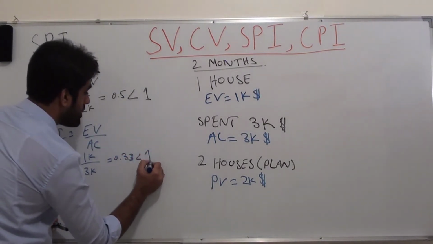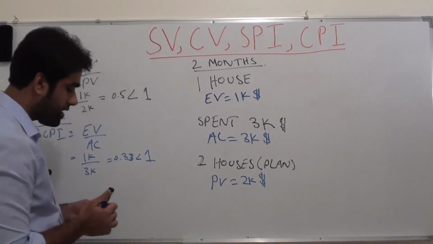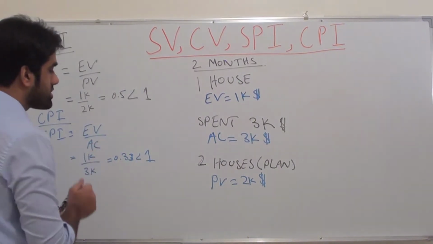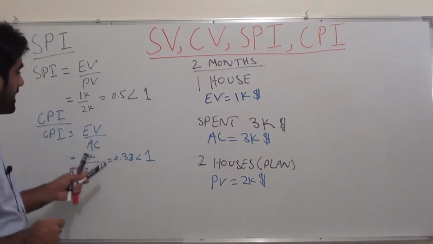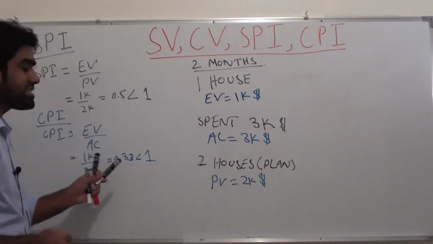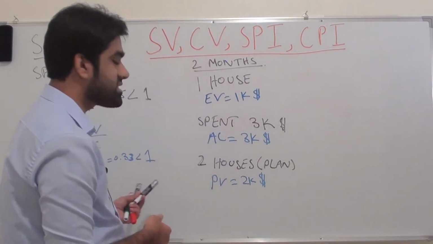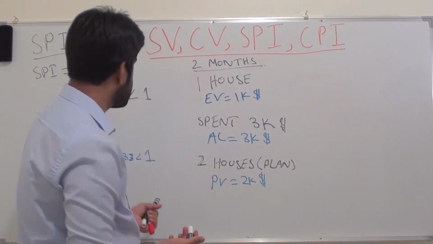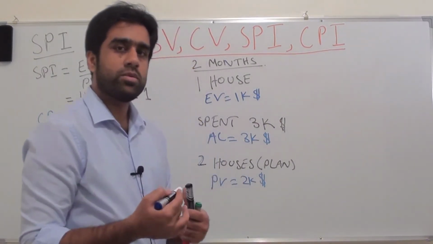Again, this is less than 1. That means we are over budget, right? So again, we are not doing good in terms of cost. The same rule applies here: if the CPI is less than 1, that means we are over budget. If it is exactly equal to 1, that means we are on track. And if it is greater than 1, that means we are under budget.